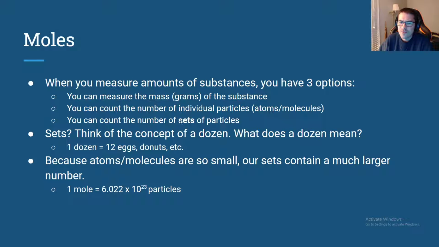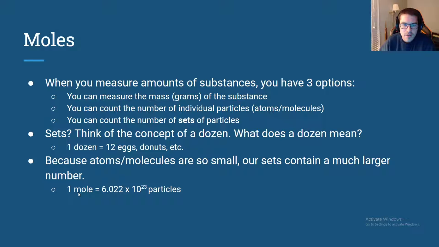Now that's still not really easy, okay? Because if you can't count the individual particles, then how can you tell if you're counting the right number when you're doing your sets? So in chemistry, there's a little bit of trickiness that goes on here, and I'm going to get to that in just a couple of slides. But for now, here's what I need you guys to know. Our sets are not going to be dozens. Our set is a mole. And that's what a mole is.